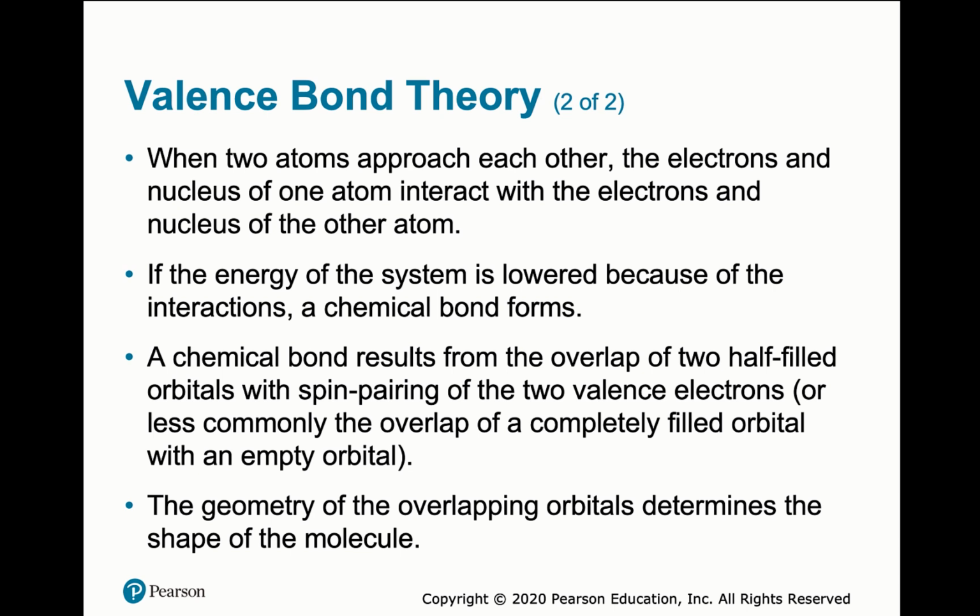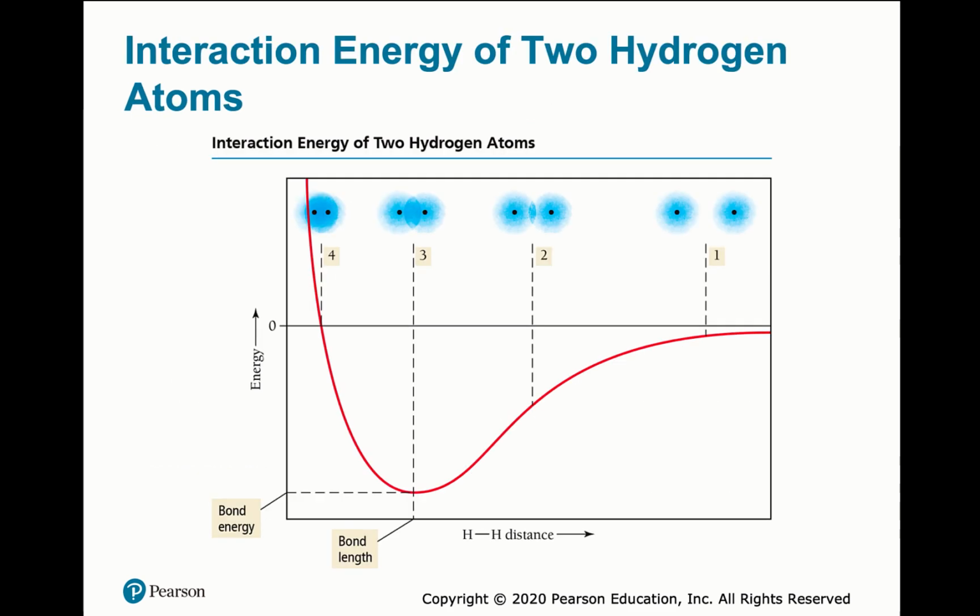And this first point here is true for everything. When two atoms approach each other, electrons and the nucleus of one atom interact with the electrons and the nucleus of the other atom. Yes, that is true. And if the energy of the system is lowered, then a chemical bond will form. This is true for everything. But now this is where valence bond theory deviates. The chemical bond is the overlap of these two orbitals. And then the geometry of the overlapping orbitals determines the shape of the molecule. Those last two points are for valence bond theory only.